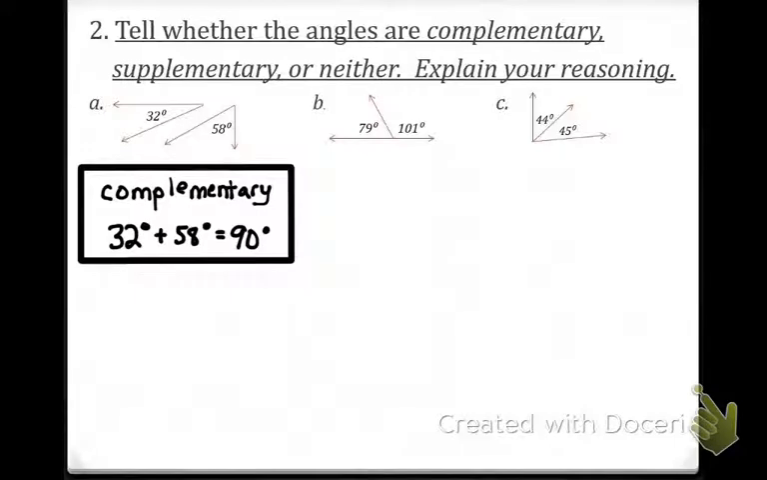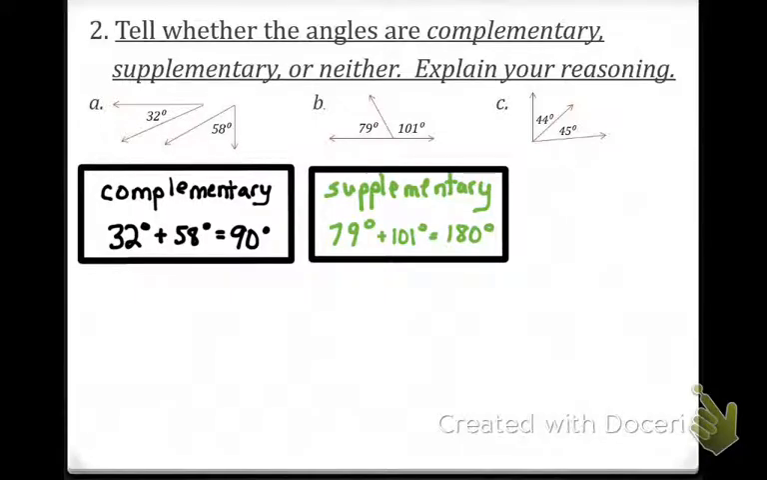All right, so next one, Landon, problem B. What kind of angles do you think those are? Complementary. Okay, why are they complementary? Supplementary. Why are they supplementary? Okay, very good job. They are supplementary because when you add 79 degrees plus 101 degrees, it's going to equal 180 degrees. And every time that two angles equals 180 degrees, they will always be supplementary.